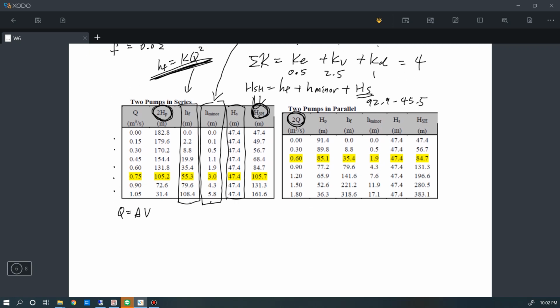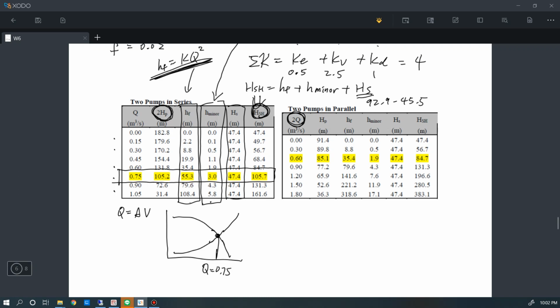And then again, you can just simply plot these two curves into a plot for the pump curve and the system curve and try to find the intersection. And in this case, the intersection is equal to 0.75. So this intersection has the flow rate Q equal to 0.75. This is the case for the two pumps in series.